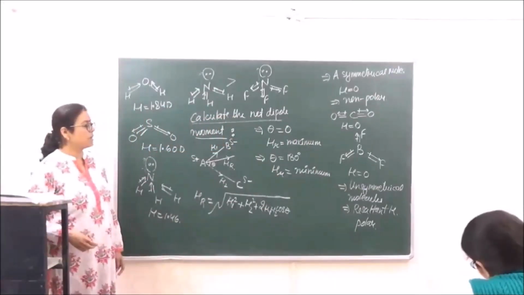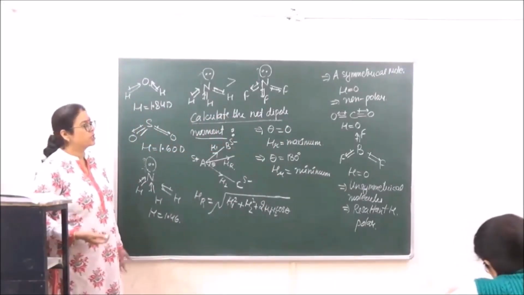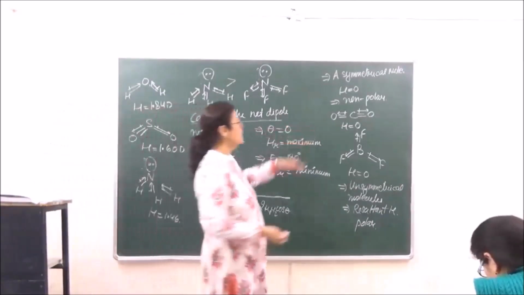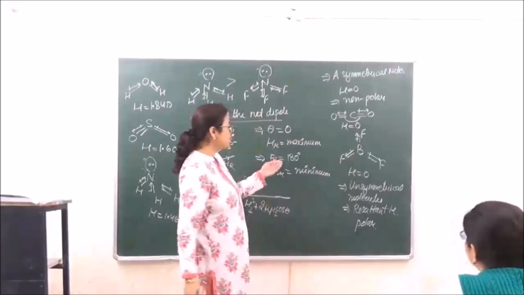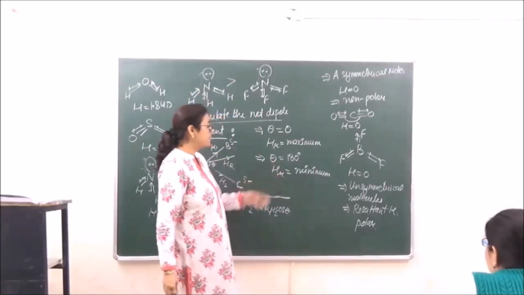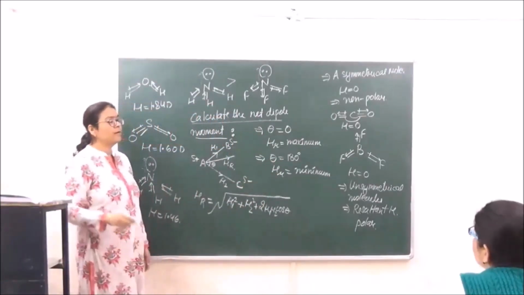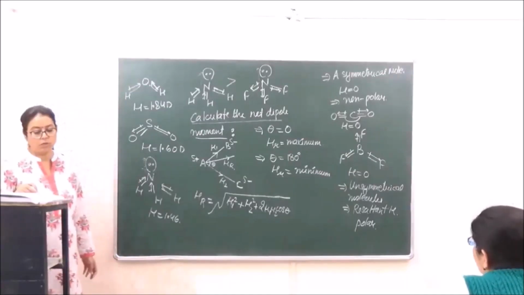Okay? As in the case of carbon dioxide which we did, in which you can see that the bond angle is equal to 180. So if theta is going to be 180 over here, in that case the resultant dipole moment becomes equal to 0. Okay?